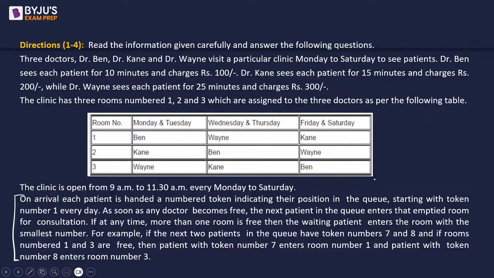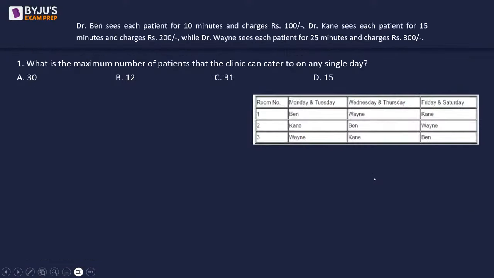If at any time more than one room is free, then the waiting patient enters the room with the smallest number. For example, if the next 2 patients in the queue have token numbers 7 and 8, and if rooms 1 and 3 are free, then patient number 7 will enter room number 1 because 1 is the smaller value. And then patient number 8 will enter room number 3, which is a larger value. So having understood what this is all about, we can move over to the question.